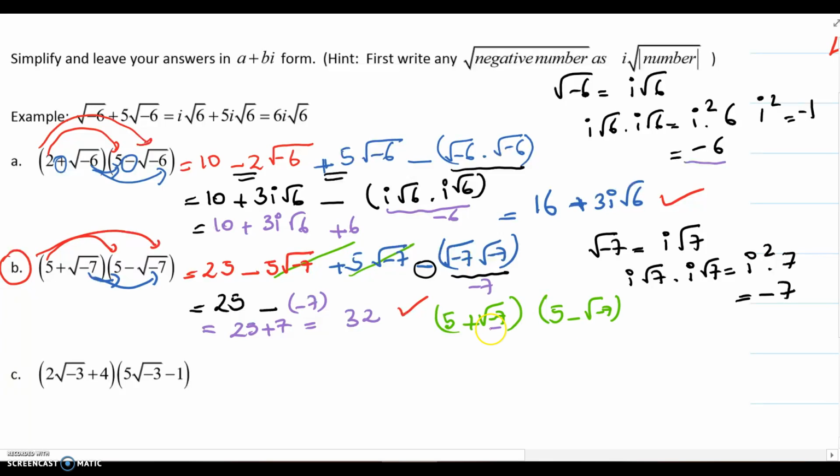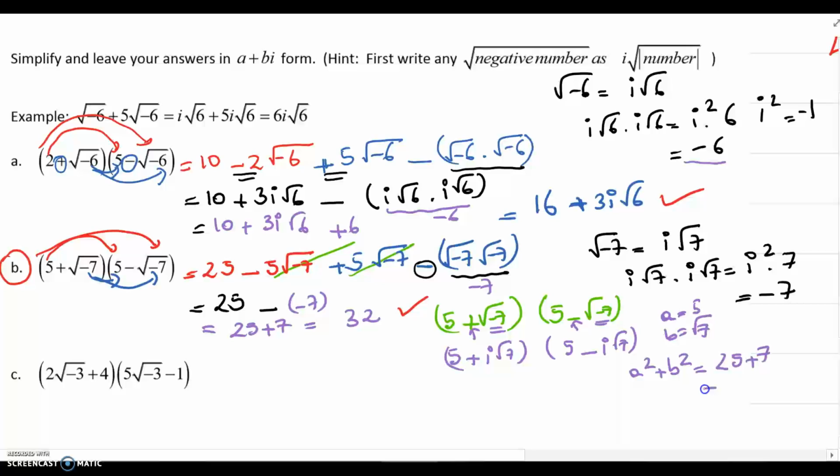Hence one thing, the insides are the same. The only thing changing here is that you can say a squared plus b squared. So it is like 5 plus i square root of 7, 5 minus i square root of 7. So a is 5, b is square root of 7. And we can write it as a squared plus b squared, which is 25 plus 7, which will be equal to 32, if you can remember it.